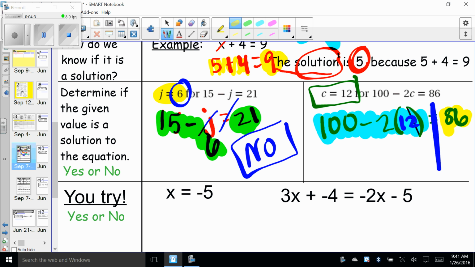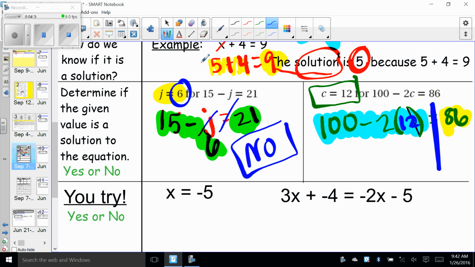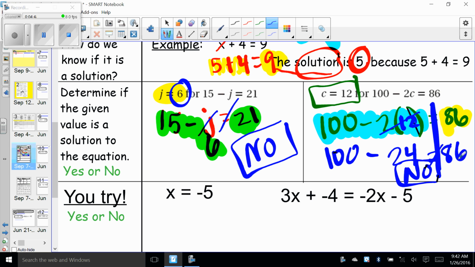Is it true that 100 minus 2 times 12 equals 86? Well, I know that 2 times 12 is 24. So is it true that 100 minus 24 equals 86? Is that true? No. It actually equals 76. So we're going to say that is not true. So 12 is not the solution to that equation. That is not the correct answer.